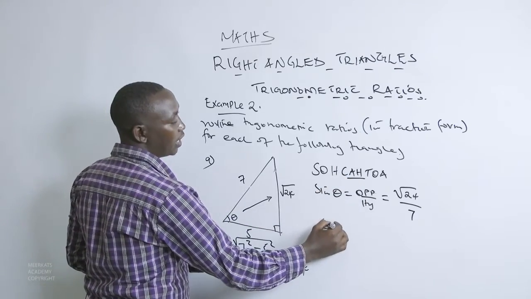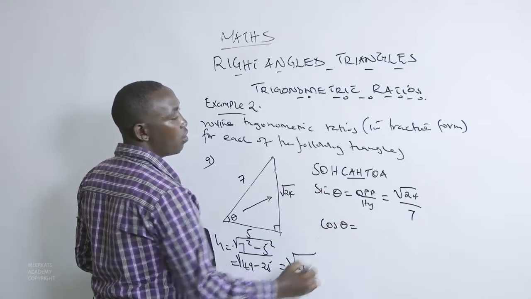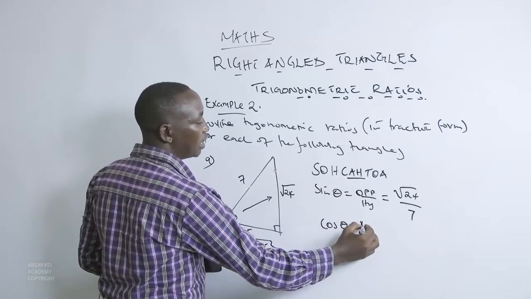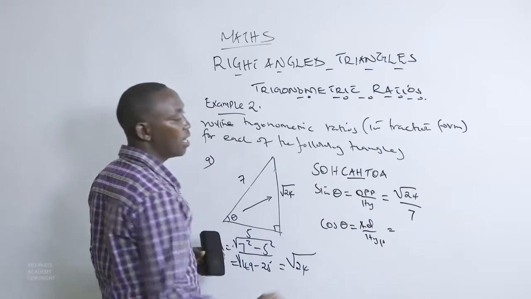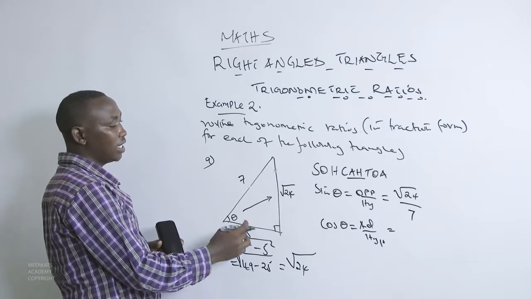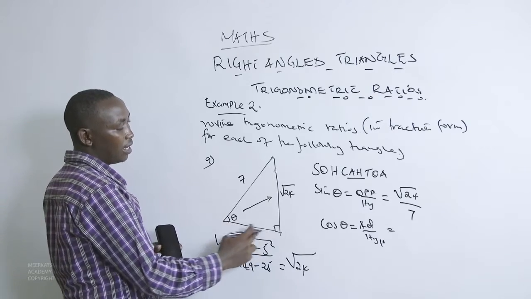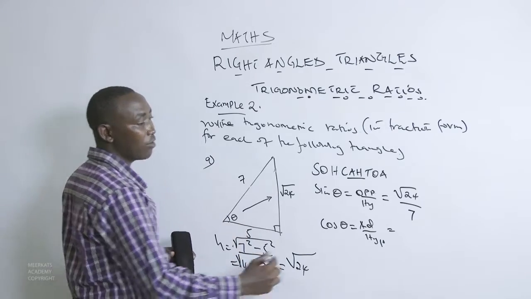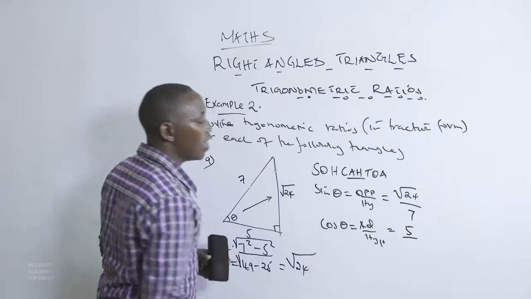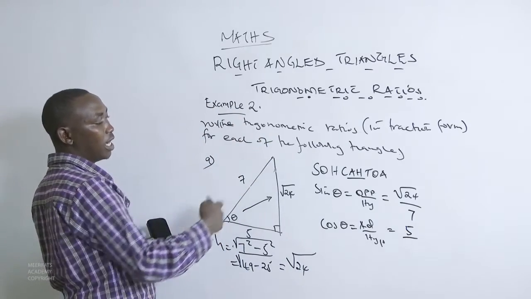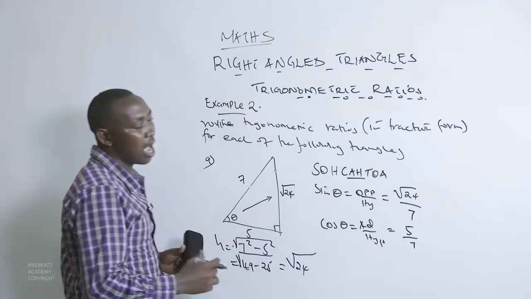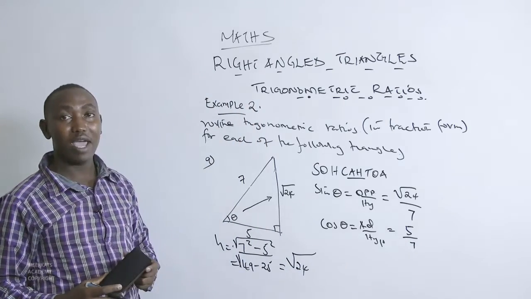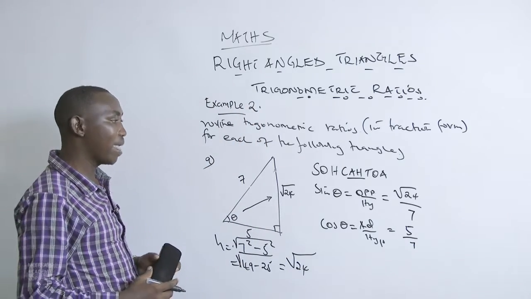Cosine of theta, that is cos theta, will be given by adjacent all over the hypotenuse. Now in this case, our adjacent to this angle theta is this base, which is 5. You divide by the hypotenuse still, which is 7 units. And in that case, our cos of theta will be 5 over 7.